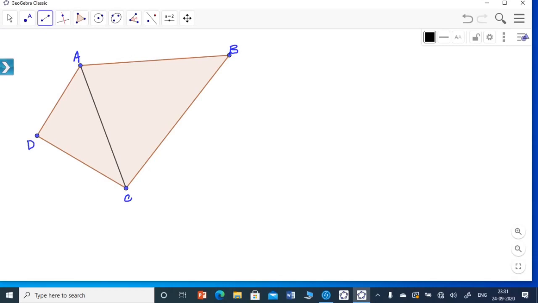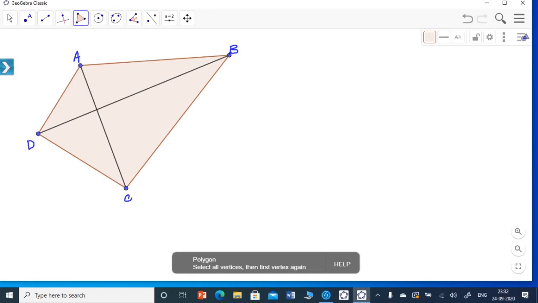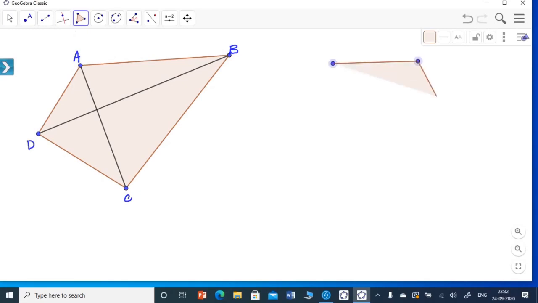Now for vertex B, A is consecutive, which comes after B, and C is also a consecutive vertex, but D is a non-consecutive vertex. Therefore BD is a diagonal. A line joining non-consecutive vertices is called a diagonal. Here in the quadrilateral we have two diagonals, AC and BD. Now draw one more polygon and draw its diagonals.